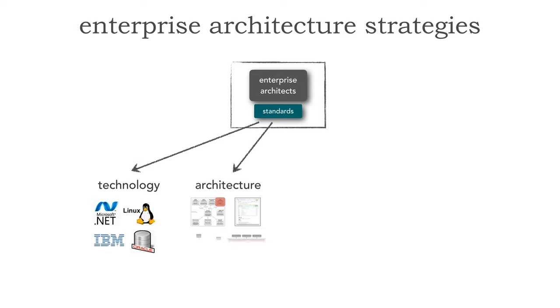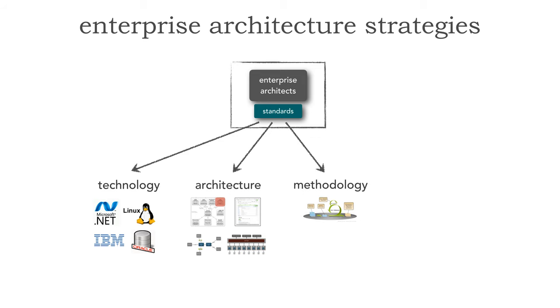The second kind of standard which might be created and governed by enterprise architecture teams is the architecture standards. Architecture standards primarily in terms of the way we document or diagram our architectures, the way we document our architecture decisions, for example, the use of architecture decision records, ADRs, and what sections are standardized within those.